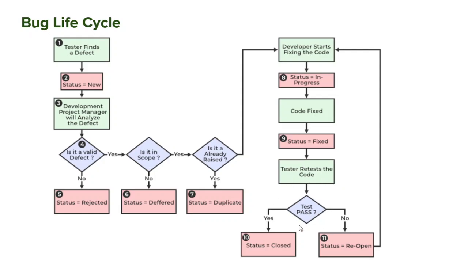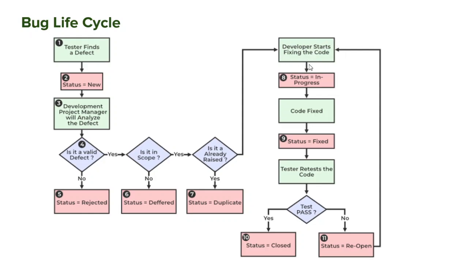So if the issue is now working as per the expected behavior, then the tester will close that issue and mark the status of that issue as closed. But if the issue is still not working correctly, if the expected behavior is still not matching, then in that case the tester will reopen that issue. So now from here the issue will be reopened and assigned back to the developer. So the status will be open again.